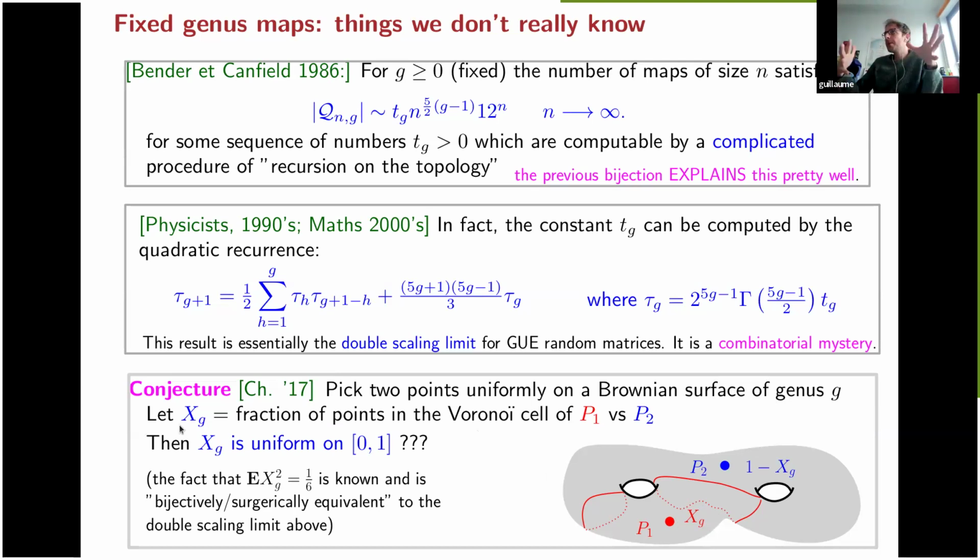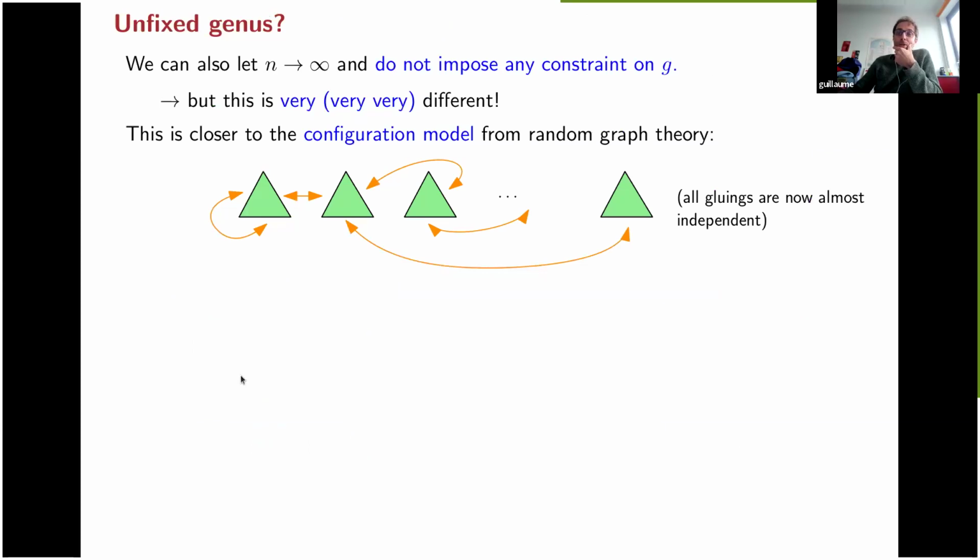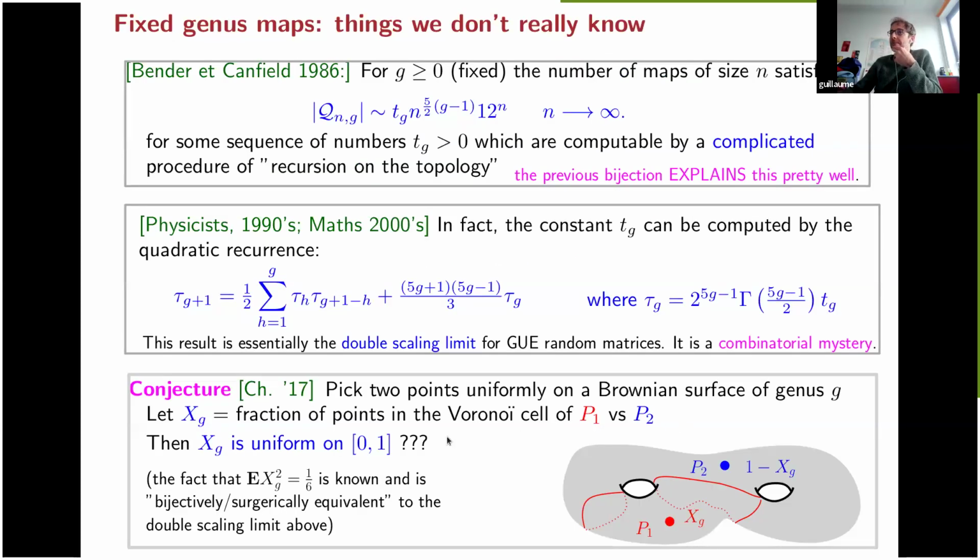And now you do the Voronoi tessellation. So you separate your object into 2 pieces. You put on one side all the points which are closer to P1 than P2, and on the other one, all the points which are closer to P2 than P1. And you call X_G the fraction of points in the first set. It's a random number between 0 and 1. And the conjecture is that this number is uniform. It's a random variable, and it's uniform on the interval.